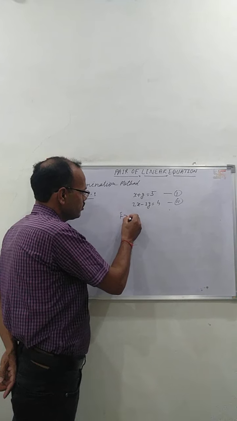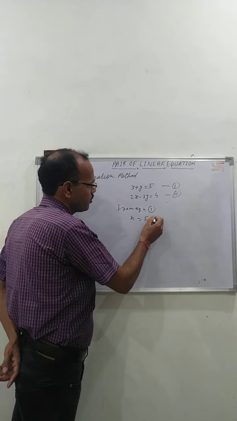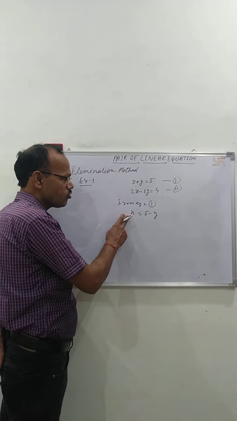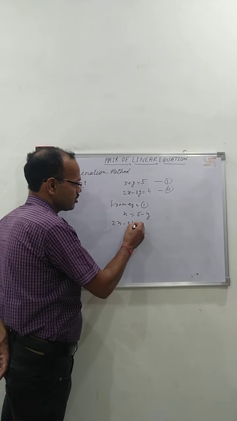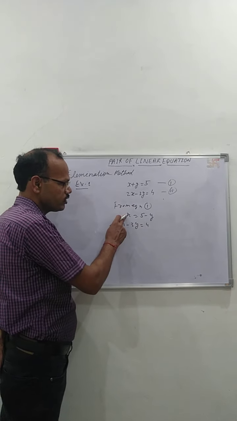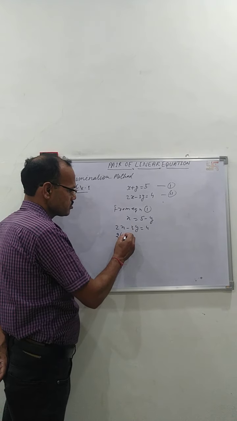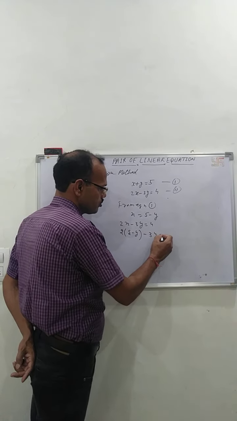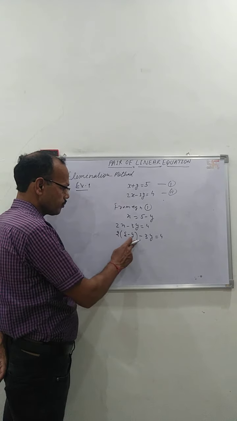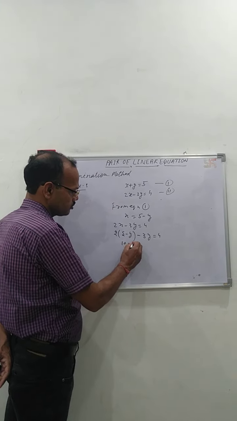From equation number 1, x is equal to 5 minus y. Now we place the value of x in equation number 2. First we write 2x minus 3y is equal to 4. Now we place the value of x here. So we write 2 times (5 minus y) minus 3y is equal to 4. Now we open the brackets. So we get 10 minus 2y minus 3y is equal to 4.